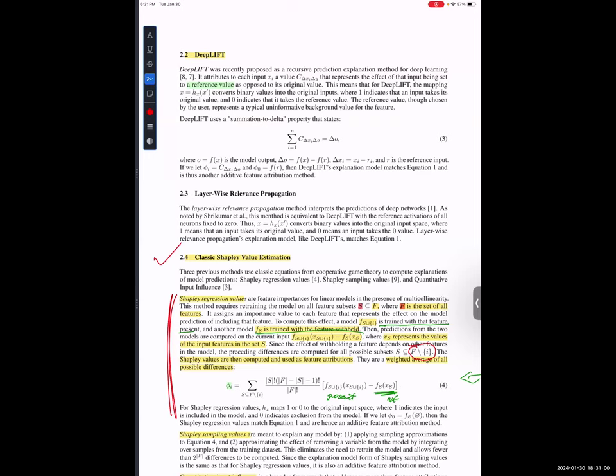Recursive planning for deep learning. Okay, it actually does say this needs a reference value, the DeepLIFT. That explains why we have to apply Shapley value also, when deep learning also needs a reference value, since that's actually part of the original DeepLIFT method as well.